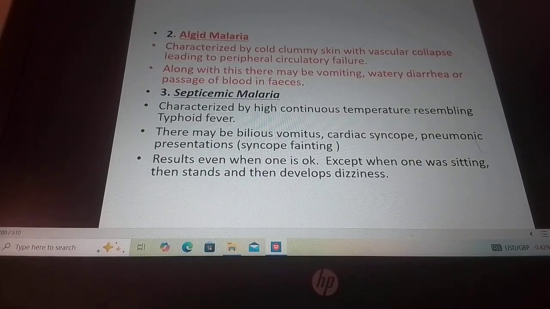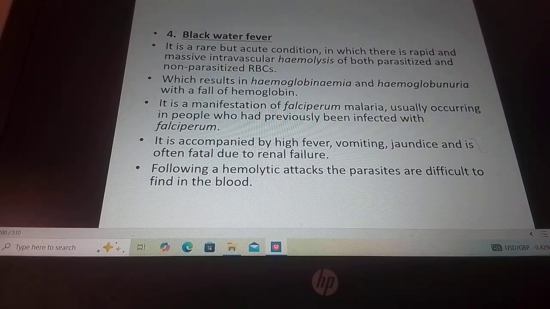So algid malaria is another one that you need to know. This one is characterized by all those symptoms of shock. So malaria with symptoms of shock, that one is what we are calling algid malaria, and it is characterized by cold, clammy skin with vascular collapse leading to peripheral circulatory failure. Along with this, there may be vomiting, watery diarrhea, or passage of blood in feces. So septicemic malaria is another one. Black water fever is another one.